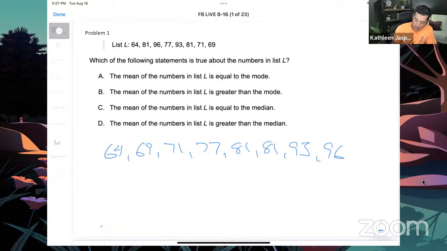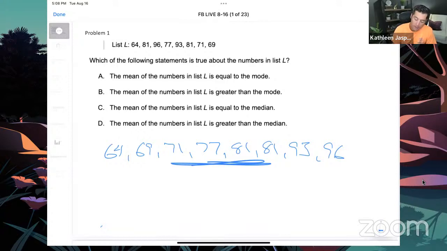Now, when I look at this, I'm going to say to myself, well, what's the mean? You can kind of see that the mean, because of the way they're distributed, is going to be in this area here. So maybe mid to high 70s, low 80s would be my guess right off the top. And if I'm looking at mean equal to mode, well, the mode is 81. So that's pretty close. I can't just really guess that.